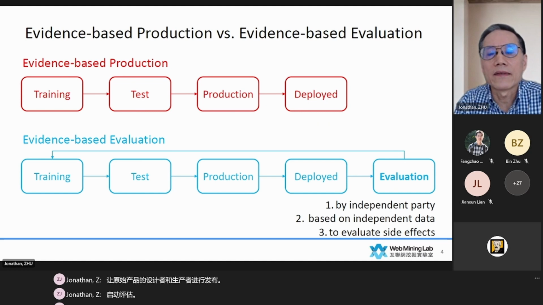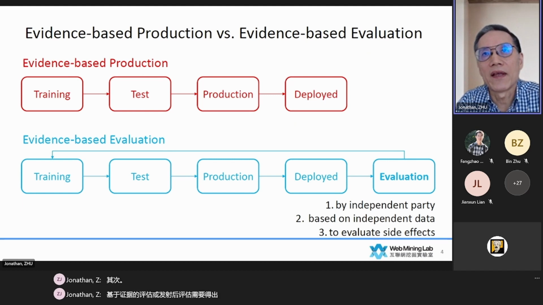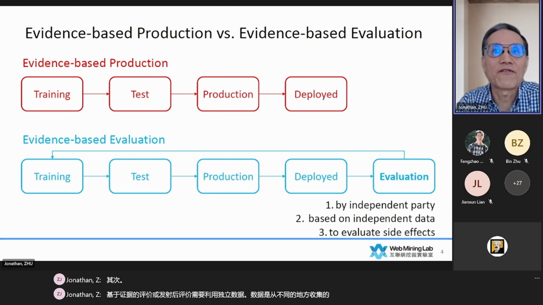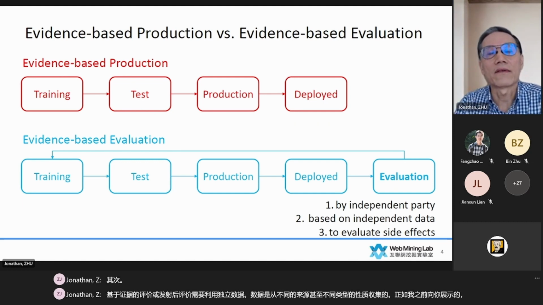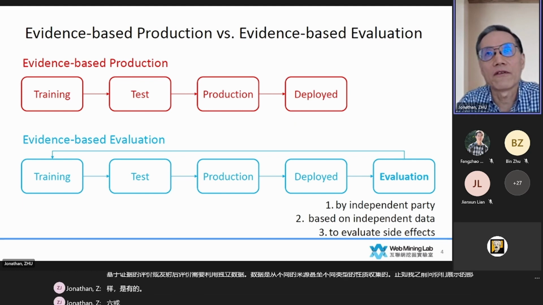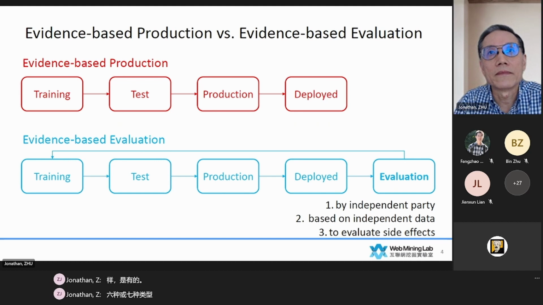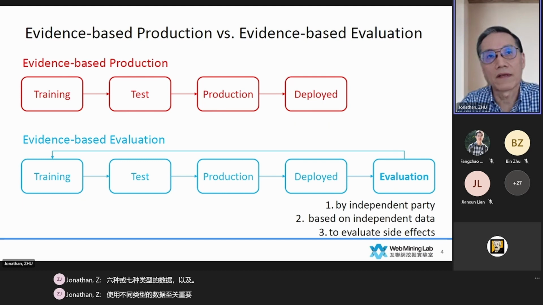Secondly, evidence-based evaluation, or post-launch evaluation, needs to draw on independent data. Data are collected from different sources or even in different types of nature. As I showed you earlier, there are 6 or 7 types of data, and it's critically important to use a different type of data, or in AI industry or AI field language, we should use out-of-sample tests.